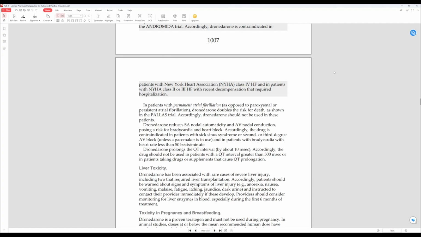So, in patients with permanent atrial fibrillation, again, dronedarone doubles the risk for death, as shown in the PALLAS trial. Accordingly, dronedarone should not be used in any of these patients.